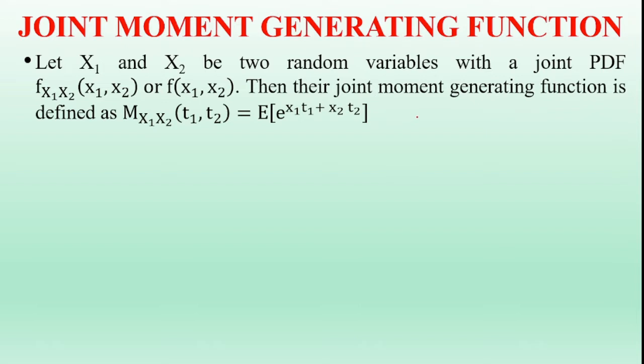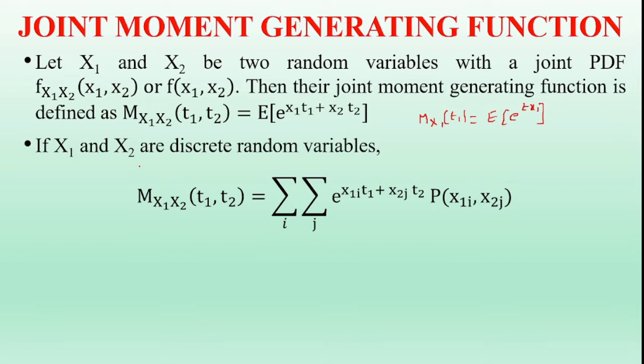In the single random variable case, x1 is the random variable. The moment generating function of a single random variable is defined as M_{X1}(t1) = E[e^(t1 x1)]. So now we have two random variables. This is the joint moment generating function definition.